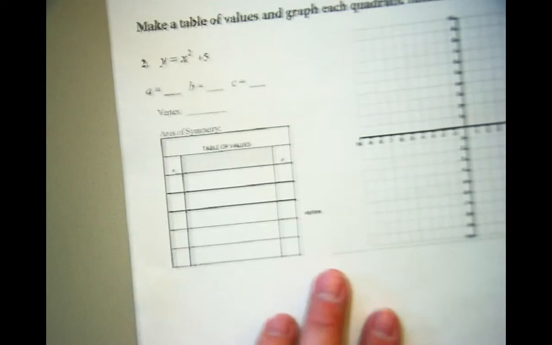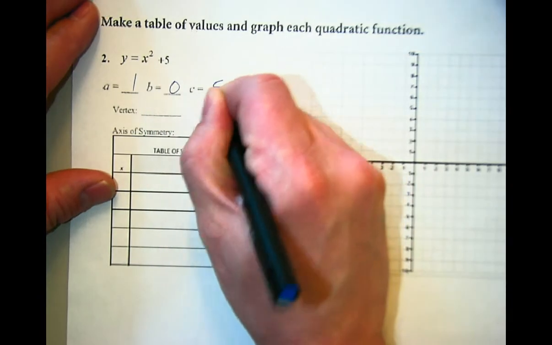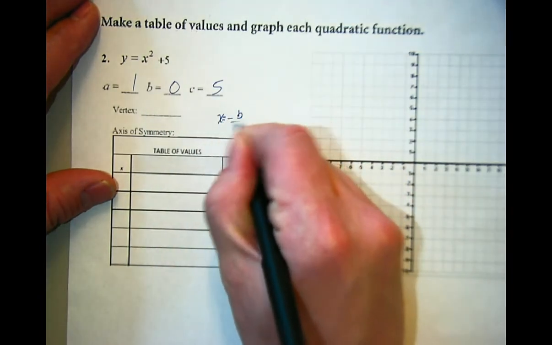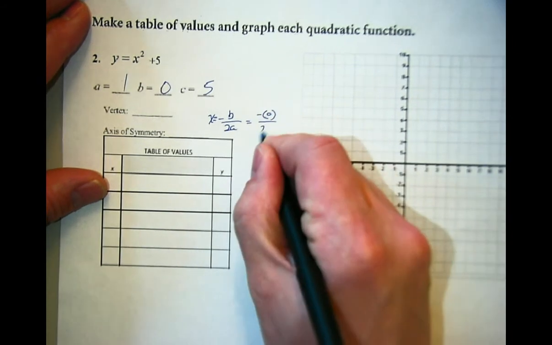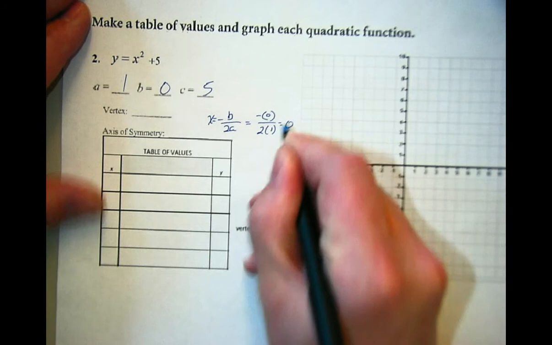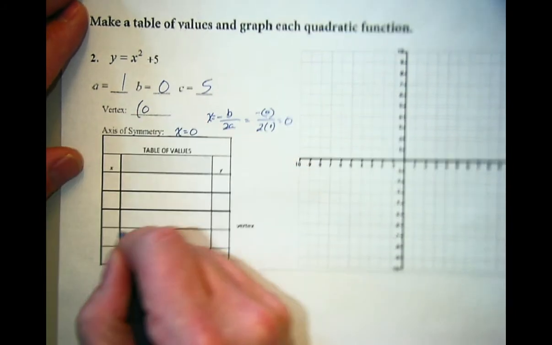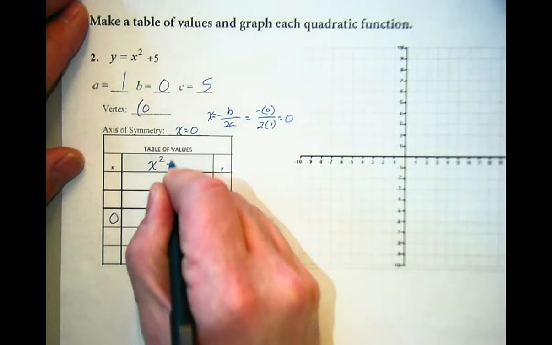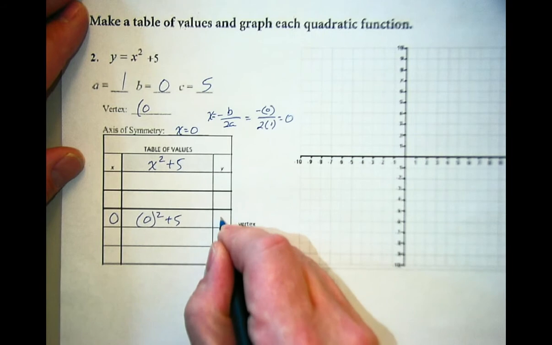Okay, A is 1, B is 0, C is 5. Negative B over 2A. That gives me negative 0 over 2 times 1, or 0. So x equals 0, and when we plug this in, we get x squared plus 5. That gives us 0 squared plus 5. This is 5. It was 0 a minute ago, right? But now it's 5.